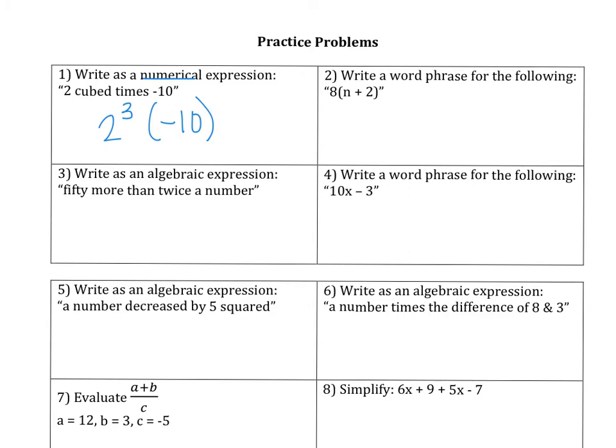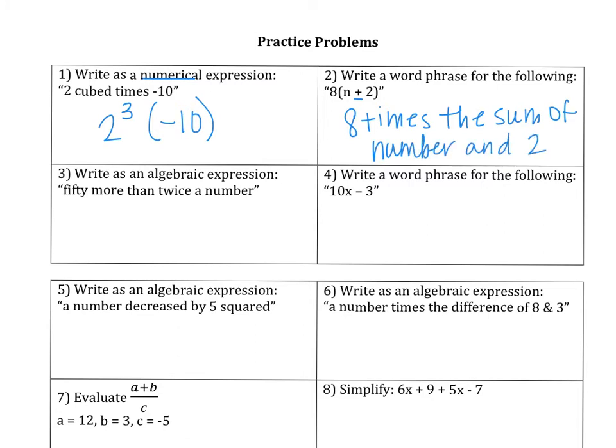Number 2, write a word phrase for the following. 8 times, what is 8 times? It's times the sum, because of our addition right there, of what two numbers are being added together? A number, which we don't know, so we just say it's a number, and 2. So that's how we would turn an algebraic expression into a word phrase.